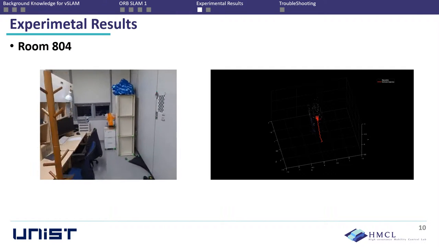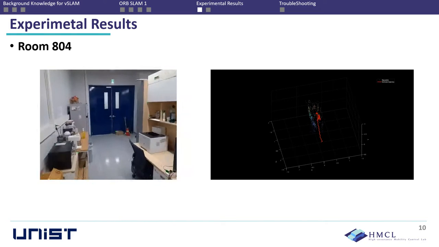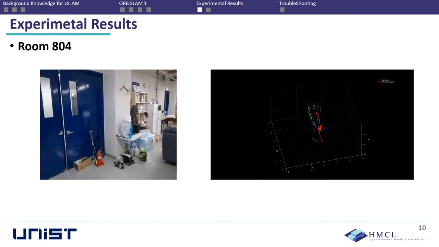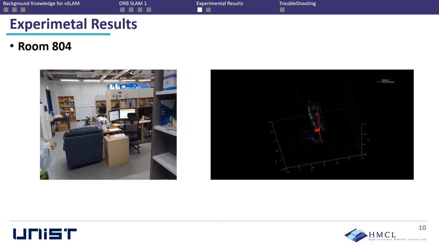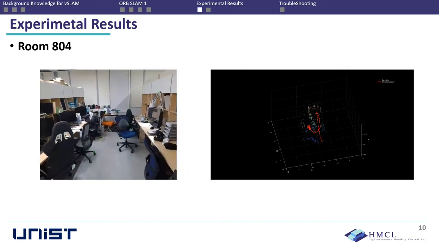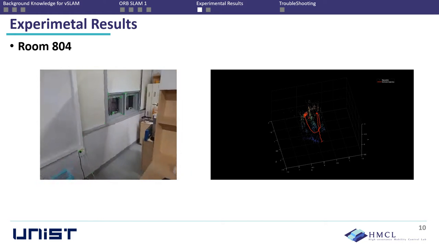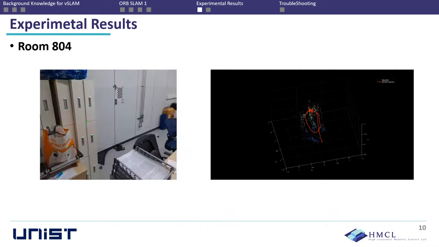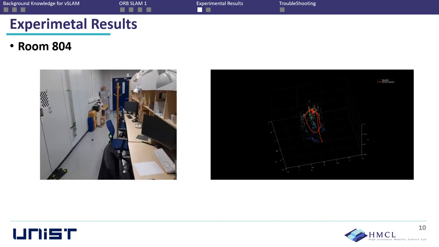Here is my experimental result 1. I recorded a video in room 804 with my cell phone camera and converted it into a sequence of image data and then proceeded with VSLAM. It seems to follow my trajectory to some extent, but I couldn't measure its performance since ground truth data did not exist.